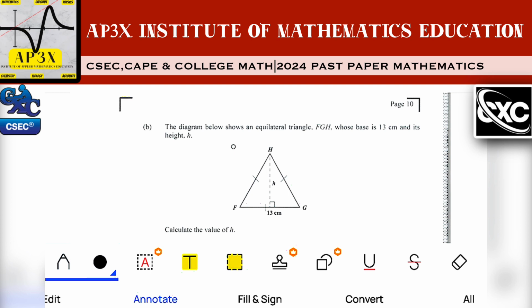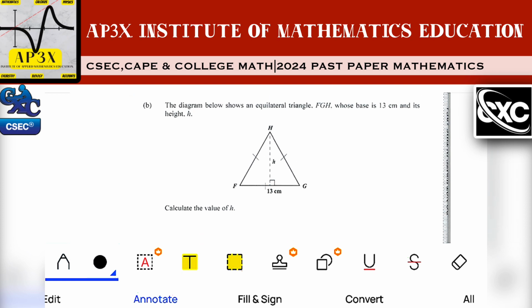All right, so here we go then, guys. The diagram below shows an equilateral triangle FGH whose base is 13 and its height is h. So isosceles triangle, we know that for an isosceles triangle the two sides are equal, and so right away then we can safely say that the base angles as well are equal because the equal angles are opposite to the equal side. All right, and then we know that we have a height here that is drawn perpendicular, so this is a 90-degree angle here.